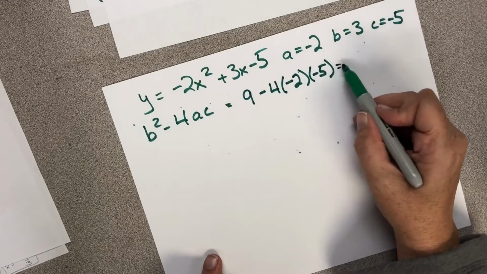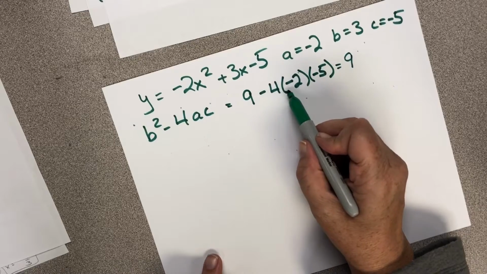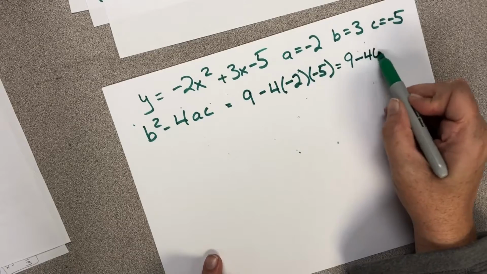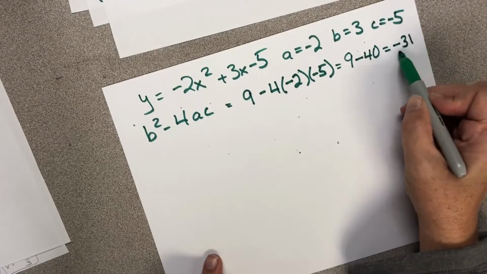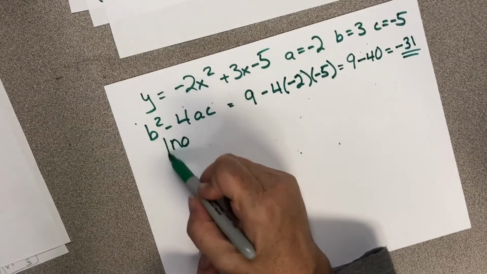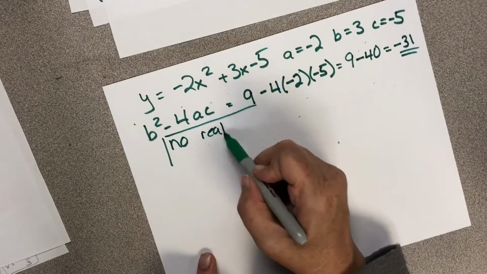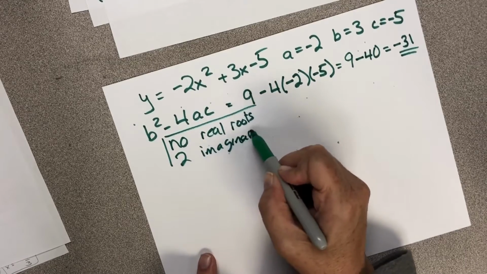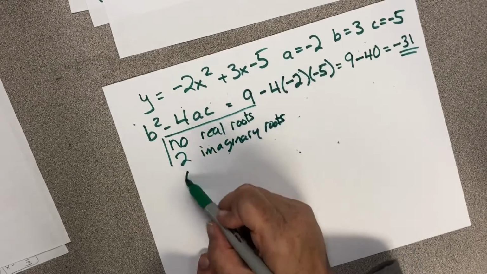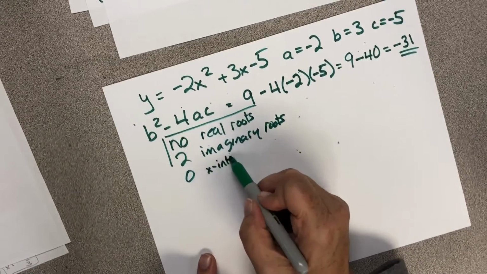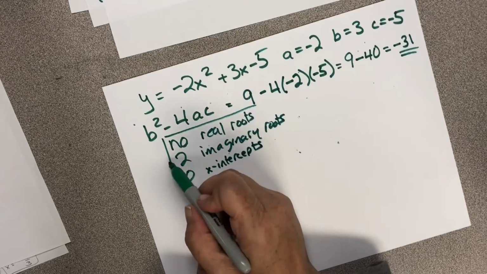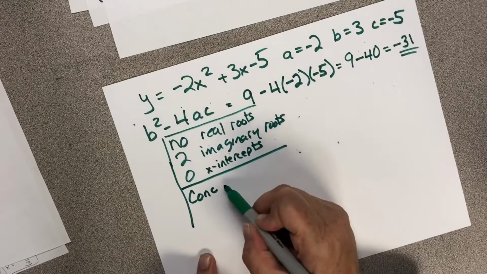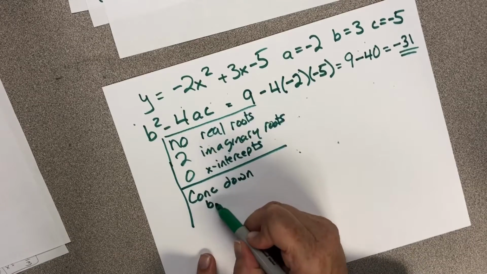So when we do this, we're going to get 9. Negative 4 times negative 2 is positive 8, times negative 5 is negative 40. So we have a negative discriminant. Means we have no real roots. That means we have 2 imaginary roots. And that means no x-intercepts. We are concave down because a is negative.